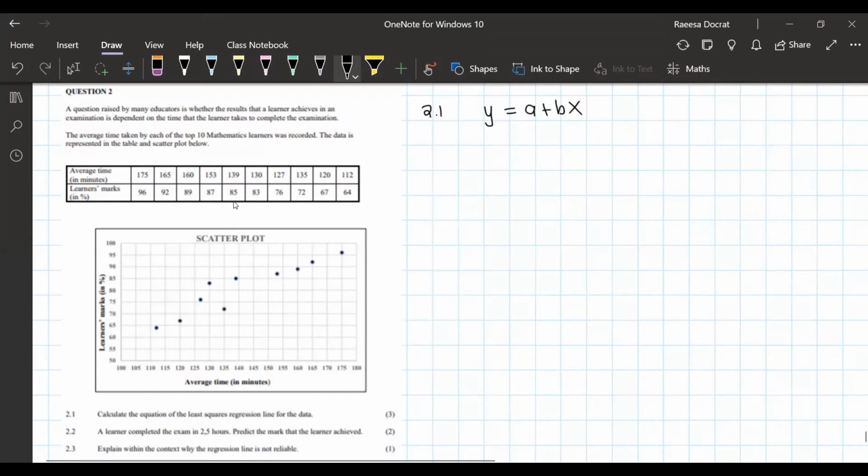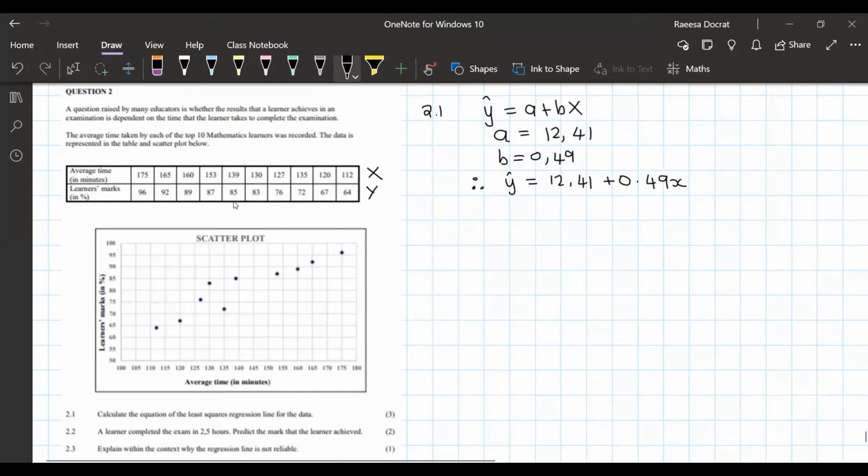In the place of x, you fill in the average time, and in the place of y, you fill in the corresponding learner marks. Once you have that, you can then go back to the stats mode and find out what A and B are. Using your calculator, we get that A is 12.41 rounded off to 2 decimals, and B is 0.49 rounded off to 2 decimal places. Therefore, your equation is 12.41 plus 0.49x. So our estimate of y is equal to that.